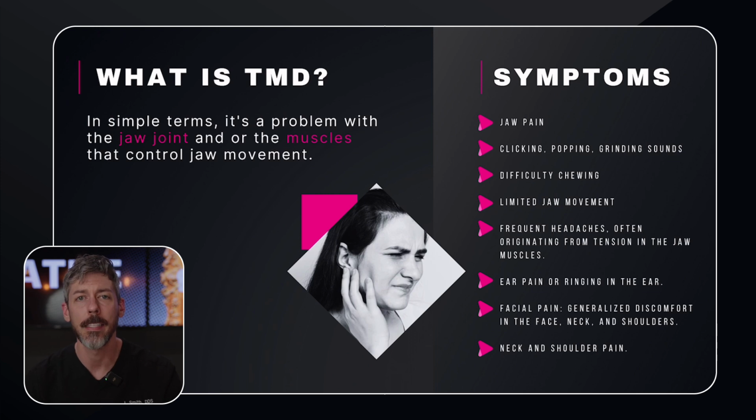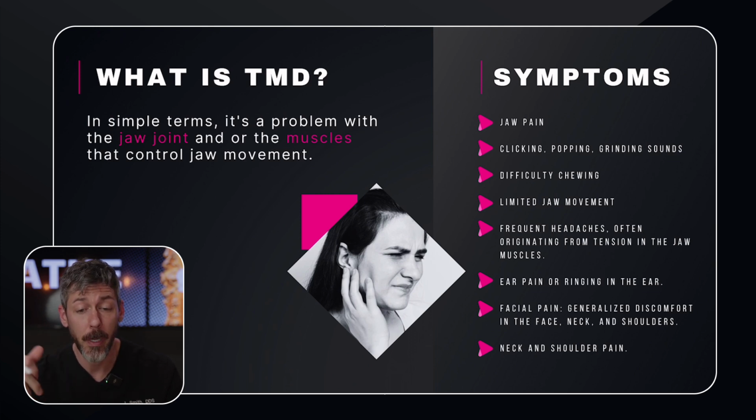So first and foremost, what exactly is TMD? In simple terms, it's just a problem with the jaw joint or the muscles that control the jaw movement. I might extend that and say it's a problem with the teeth as well, and we'll talk about why. But here are the most common symptoms that you might relate to. 1 is jaw pain. 2 is clicking, popping, grinding sounds in your TM joint there. Difficulty chewing. I've had a lot of patients that can't even chew a hamburger. Limited jaw movement, that's part of that, where they can't open wide enough.